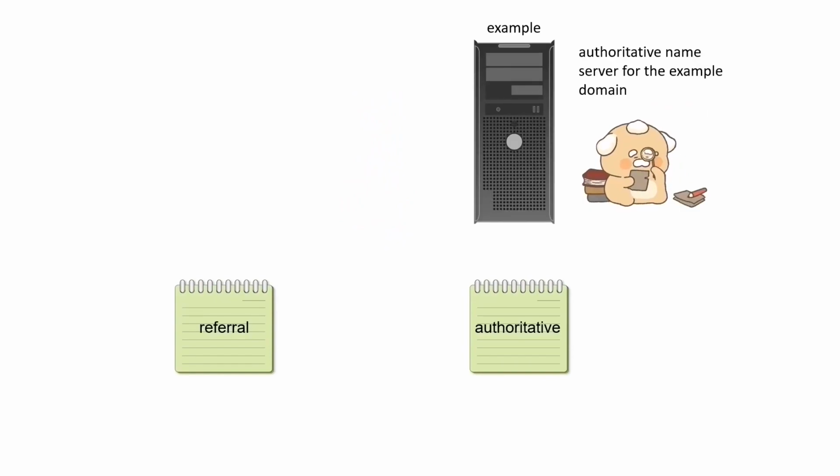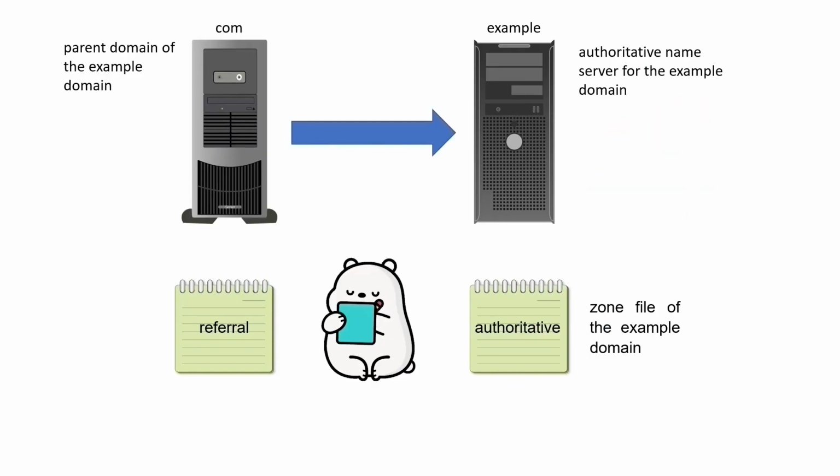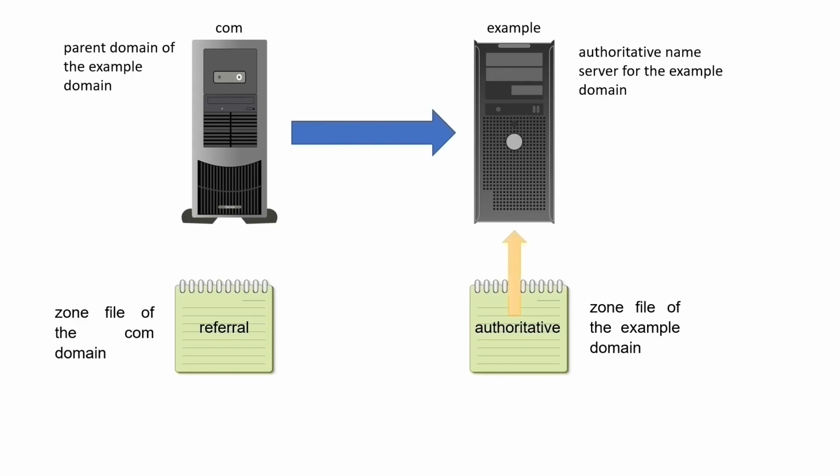There are 2 types of name server records, authoritative and referral. An authoritative name server record authorizes a name server to resolve queries. A referral name server record diverts queries to the authoritative name server. Each authoritative name server needs both types of name server records. It requires an authoritative name server record in the domain zone file for which it resolves queries and a referral name server record in the parent domain zone file that forwards queries to this domain.